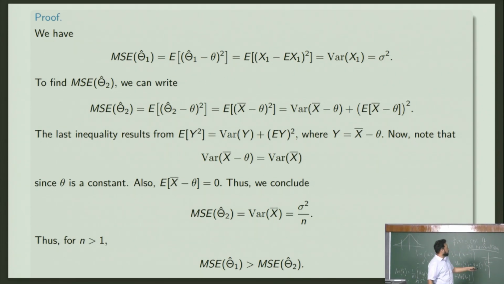And what we also note is that variance doesn't change with additive scaling. So variance of x bar minus theta just boils down to variance of x bar, since theta is a constant. Also, expectation of x bar minus theta is 0. We know that, right? Expectation of the sample mean was the true mean. That's easy because expectation is linear. So expectation of x bar is theta, and expectation of a constant is the constant itself. So it's like theta minus theta, that's 0. So this term goes to 0.